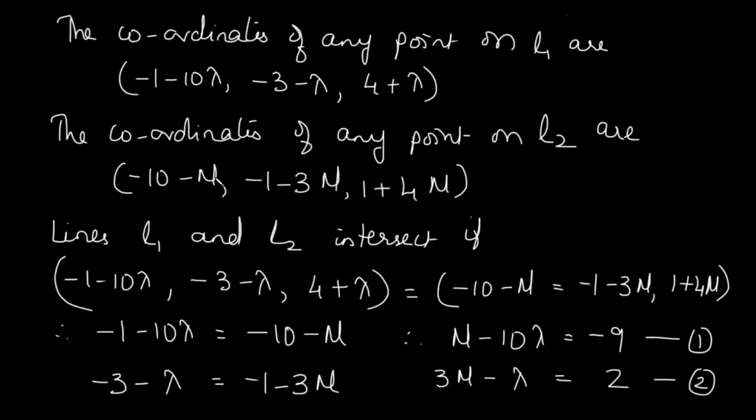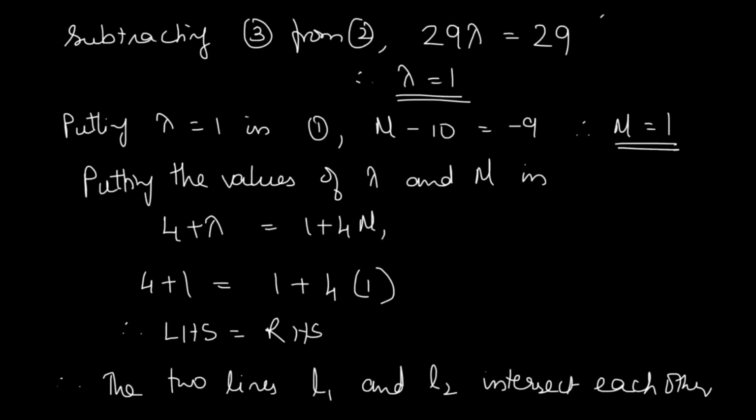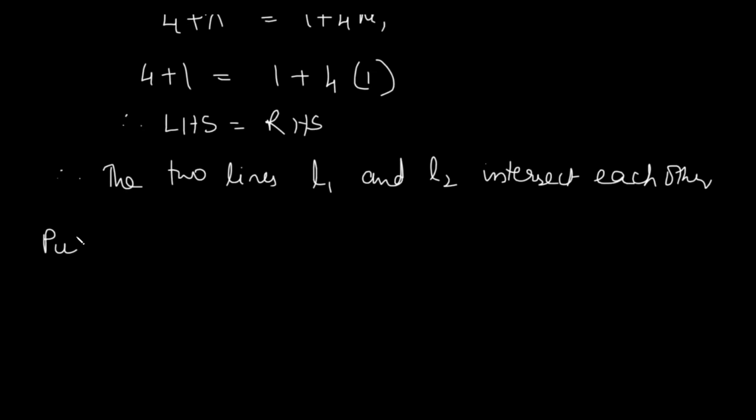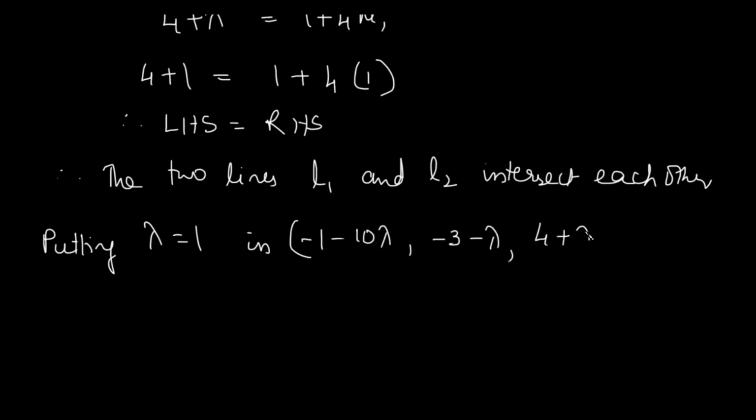Okay, I do hope you understood it actually. So putting lambda is equal to 1 in, say, the first equation, minus 1 minus 10 lambda, minus 3 minus lambda, and the third equation, 4 plus lambda. Or we can also put mu is equal to 1. Any one thing you can do. You need not have to do both. Any one you can do. This is just to show you all.